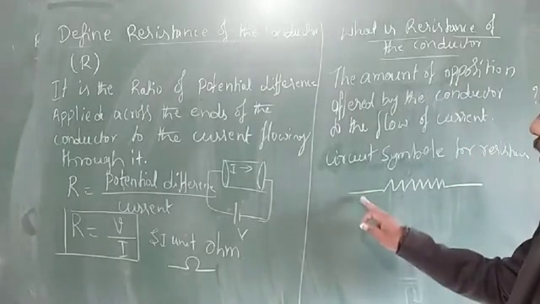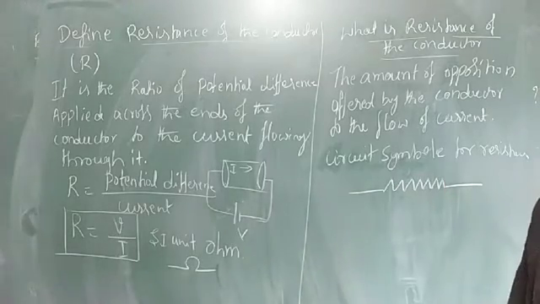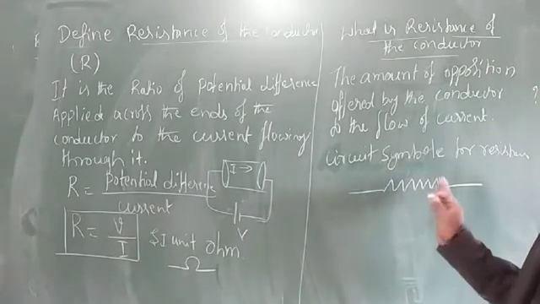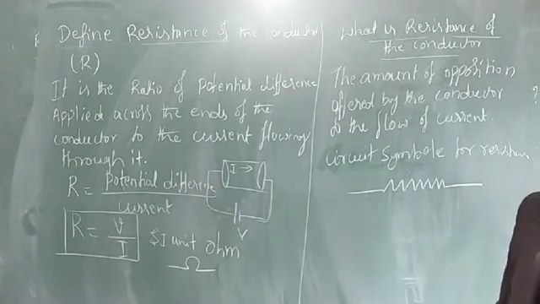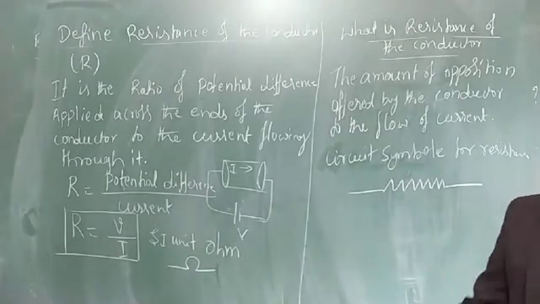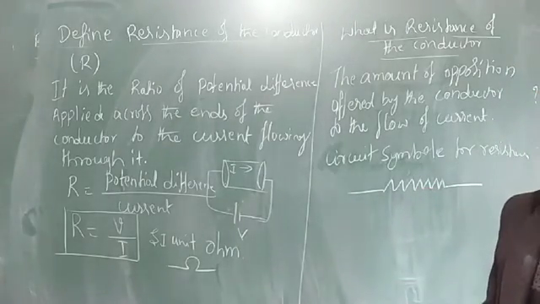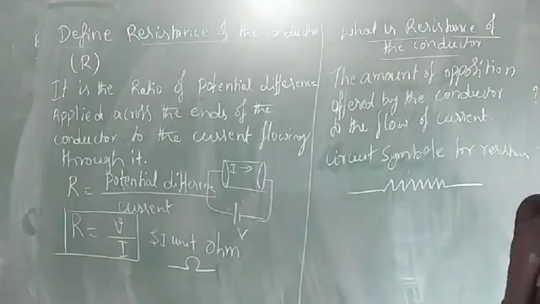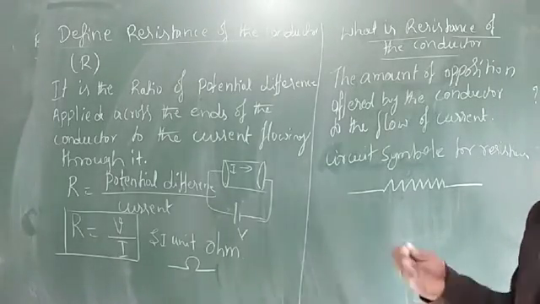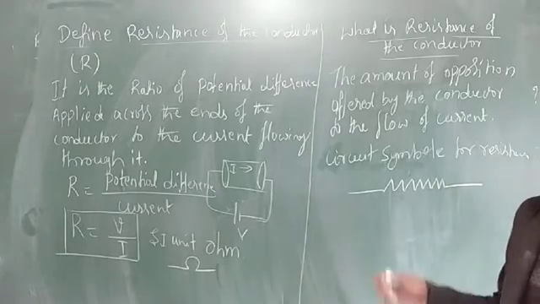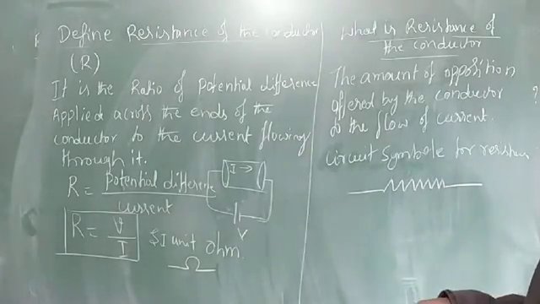Therefore, the circuit symbol for resistance of the conductor is like this. It has no polarities. Positive and negative terminals are not there. For a battery, there is a positive terminal and a negative terminal, and for a capacitor, a positive plate and a negative plate. But for resistance, there are no polarities.